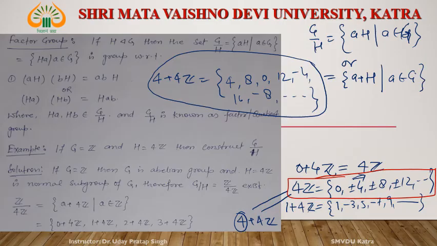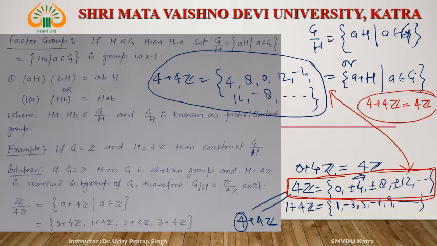Now see, this set and this set, this 4Z, are they equal or unequal? 4 plus 4Z is equal to 4Z. 4 plus 4Z is equal to 4Z, right?